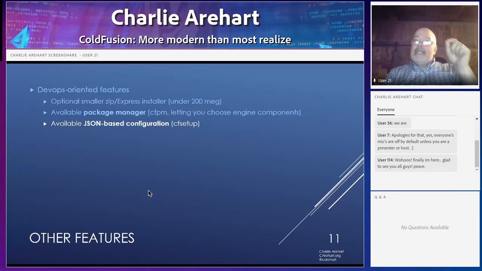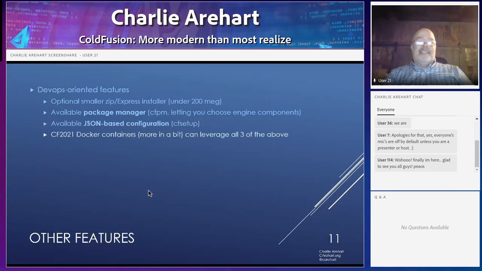There's also JSON-based configuration. Now, some of you come from a world where you know about cfconfig within CommandBox. It's been doing this for a few years, and I'll talk about that later. But CF 2021 adds its own corollary to that called CF Setup. And so, yes, you can export and import JSON-based rendering of your CF admin settings, all of your settings. You could totally script the settings. And again, I'd love to talk about that, but we don't have time in this presentation.